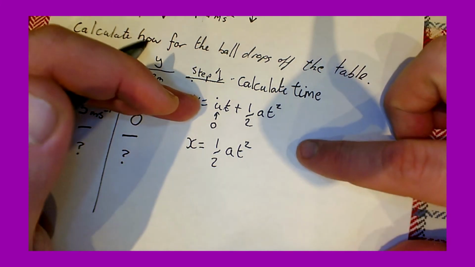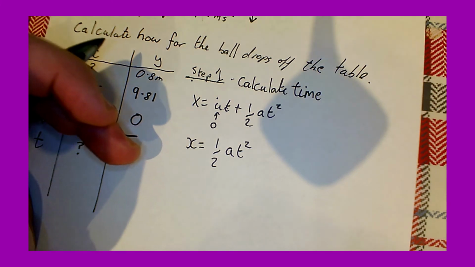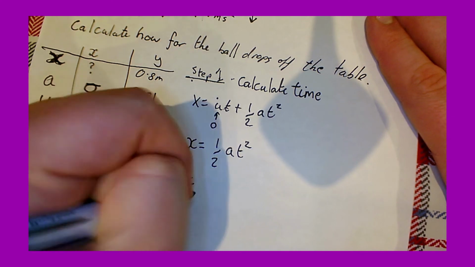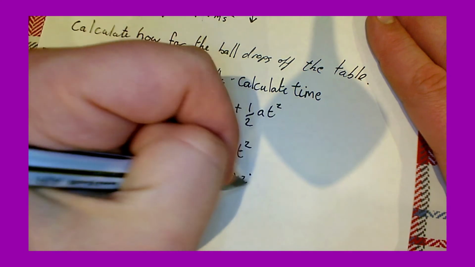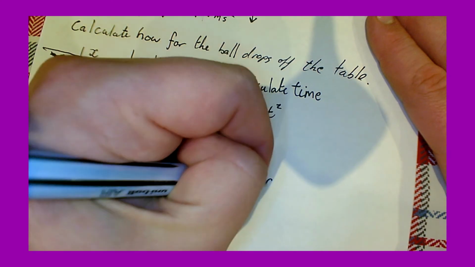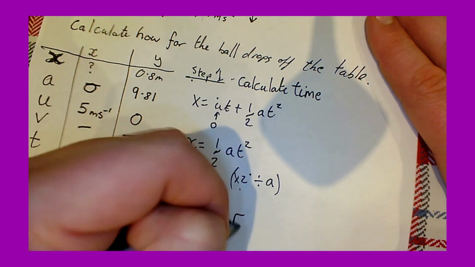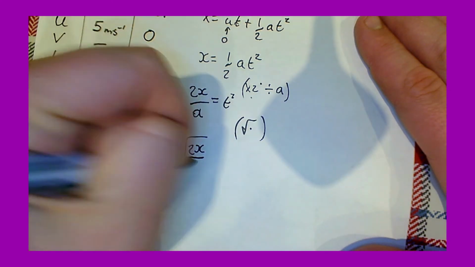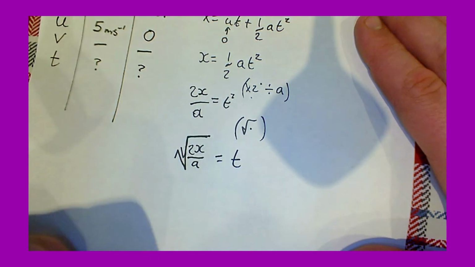So we've gone from having a quadratic equation, which will be quite tricky, to now, okay, it's still got t squared in it, but it's a lot simpler to solve. So we've got 2x divided by a. What I've done to get from there to there is I've times both sides by 2, and then I've divided both sides by a, and so I've got that equals t squared. Then I square root both sides, so I'll get 2x divided by a, all square rooted, equals t.